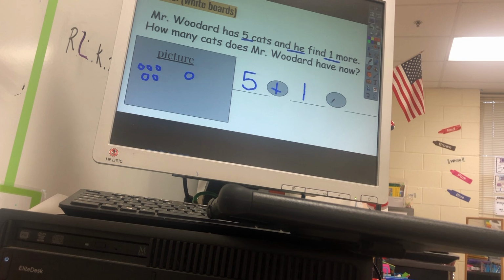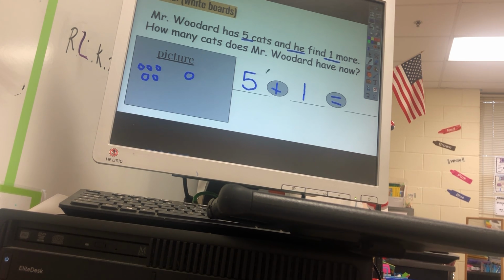Why did I write that 1? Good job. I wrote the 1 because the 1 represents this in my picture, and this in my picture represents the one more cat that Mr. Woodard found in my story problem. Good job. And what goes here? The equal sign. Good job. We want to figure out how many cats does Mr. Woodard have now, and we need to write the equal sign.